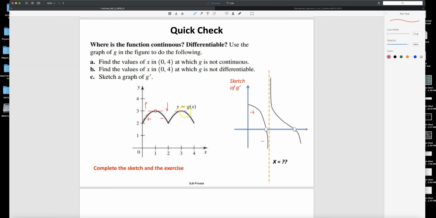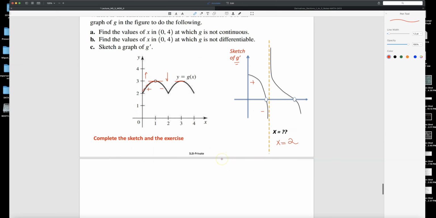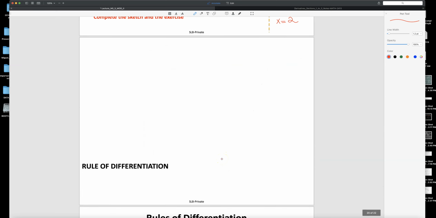Okay? Exactly the same behavior that is described here in this sketch. What is this line? X equal to the value at which the derivative is not defined. Well, it's going to be a vertical asymptote for the derivative function. What is this line? X equal what? 2. Okay? Perfect. Well, let me go to the final section of this first half, that is section 3.3.